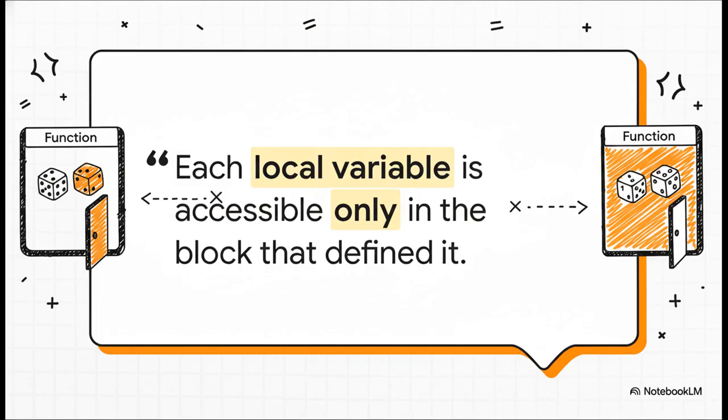Think of each function as its own separate room. The variables you create in one room stay in that room. They have no idea what's happening in the other rooms. And this is great because it prevents them from colliding and creating all sorts of confusing bugs.